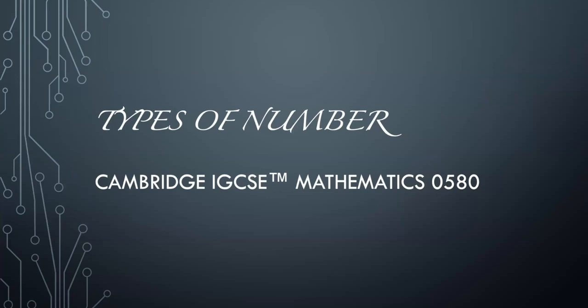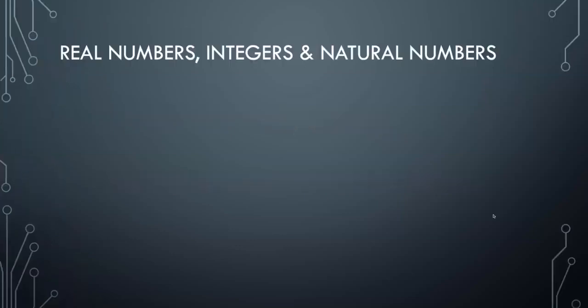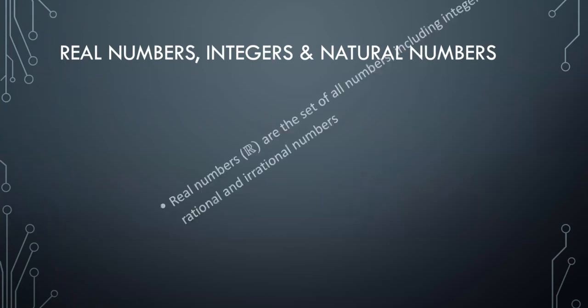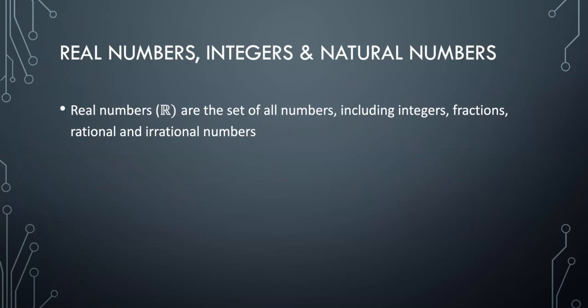So there are so many numbers in mathematics, of different types, and there's a language in the numbers. Let's talk about this topic, types of number. As I told before, there are real numbers, integers, natural numbers. So real numbers, the notation is R. The real numbers are the set of whole numbers, including integers, fractions, rational, and irrational numbers.